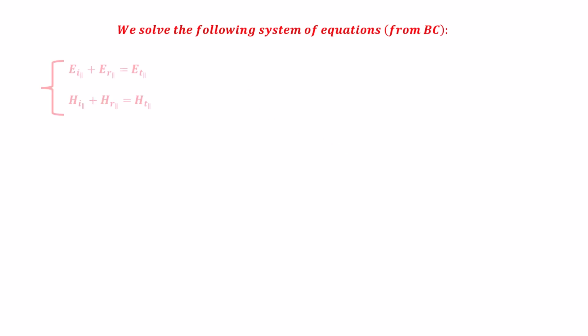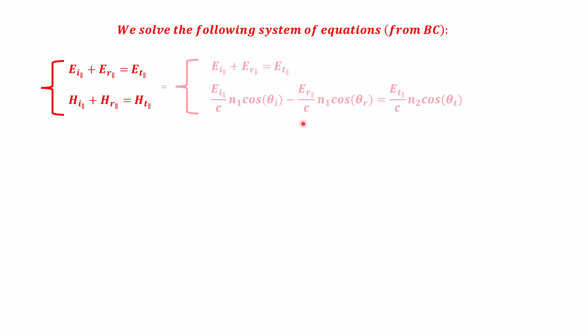So now that we've derived the boundary conditions for both the electric field and the magnetic field, and that we have expressed the magnetic field in terms of the electric field, we can then conclude with a system of equations as such. So we have indeed expressed the magnetic field, and we can see that now that we express the magnetic field in terms of the electric field, we can have this following system of equations.